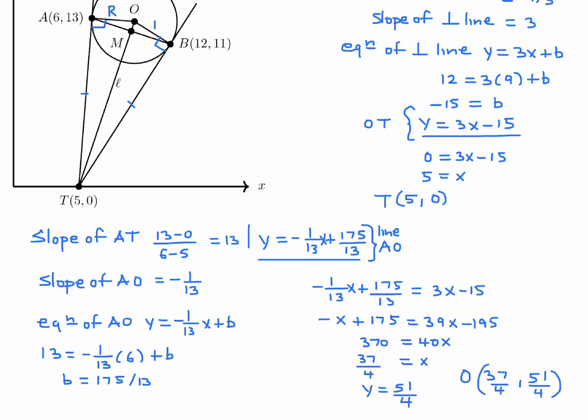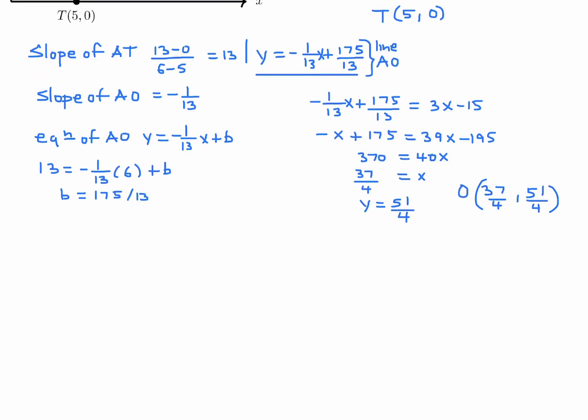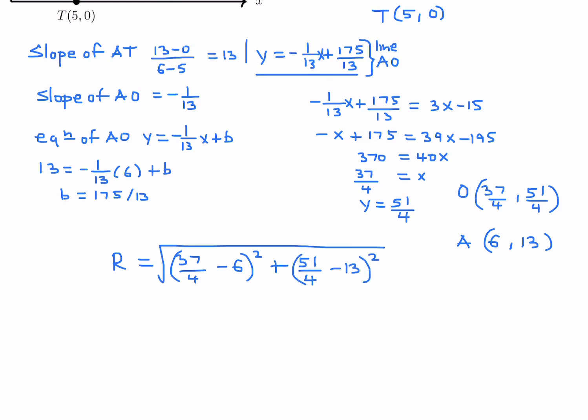Okay. Now we can find out R. Since we have the coordinates for O, and A, we can use the distance formula to figure out R. So R will be equal to the square root of (37/4 - 6) squared plus (51/4 - 13) squared. Remember, the other point is (6, 13). So you're just using the distance formula on those 2 points. I'll let you crunch those numbers out, and when you do, you get 1/4 times the square root of 170.